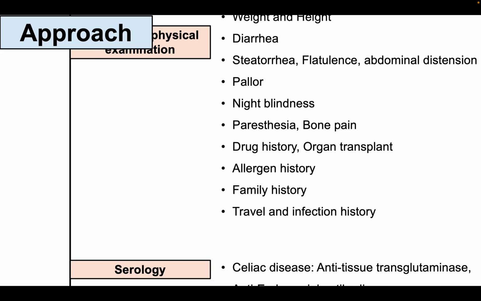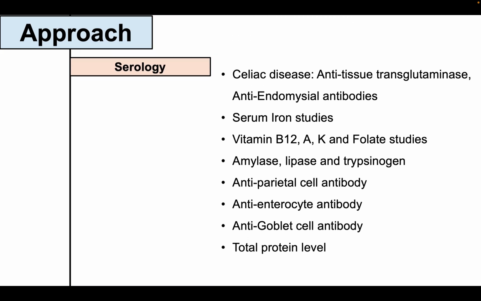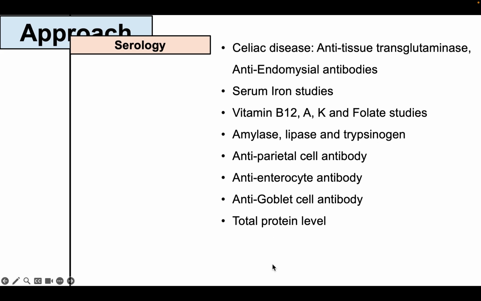Next is the serology, which we will discuss in detail soon. For example, anti-tissue transglutaminase and anti-endomysial antibodies are used to diagnose celiac disease. Serum studies like vitamin B12, vitamin A, vitamin K, and folate levels, along with amylase and lipase, help identify pancreatic enzyme deficiencies and clinical manifestations produced by these vitamin deficiencies. And also we can do antiparietal cell antibodies for pernicious anemia diagnosis, anti-enterocyte and anti-goblet cell antibodies for autoimmune enteropathy, and we can measure the total protein level.